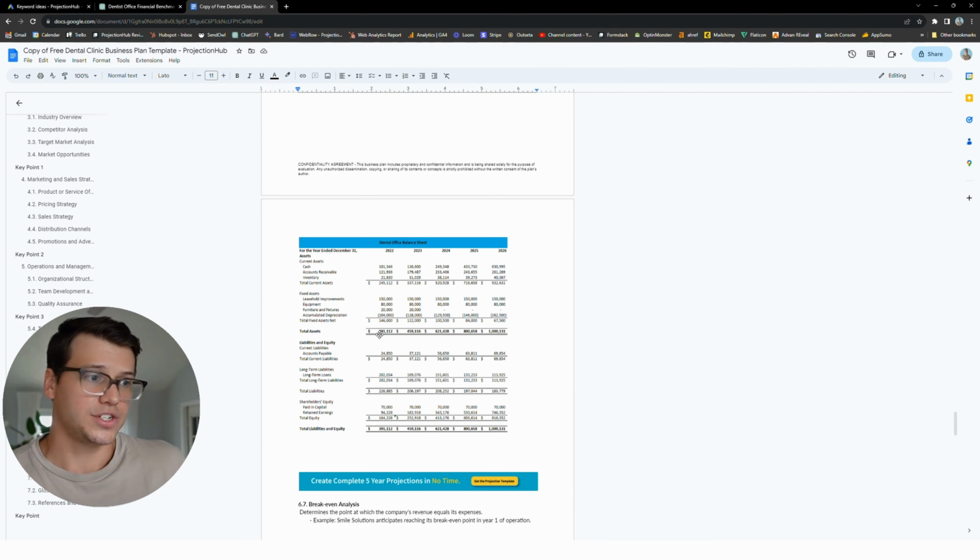So financial projections are not key point number 4 though. Similar to the marketing section, financial projections are a minimum requirement. You have to have them, or else you're not going to be able to fulfill a loan application or a startup loan application without projections.